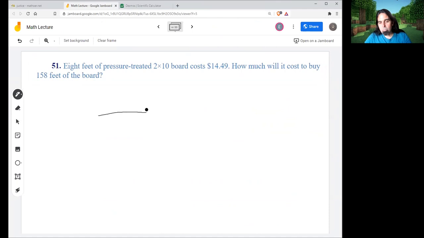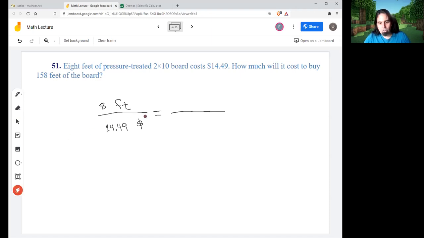So again, somebody's told me this is a proportion problem, so I'm not even going to finish reading it. 8 feet of a certain kind of board. Does it matter that this 2 and the 10 is there? No, that's a distraction. Costs $14.49. Uh-oh, I have a decimal. Does that bother me? No, the calculator is doing all the work anyway.